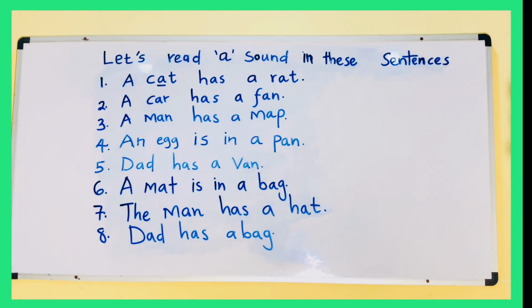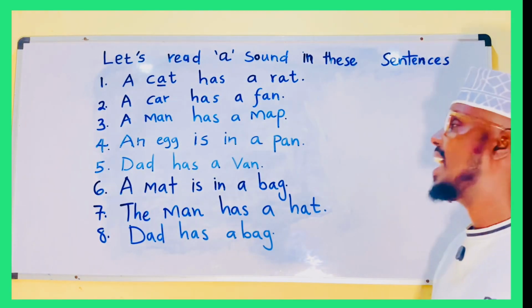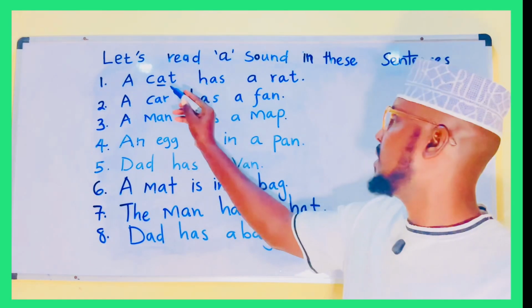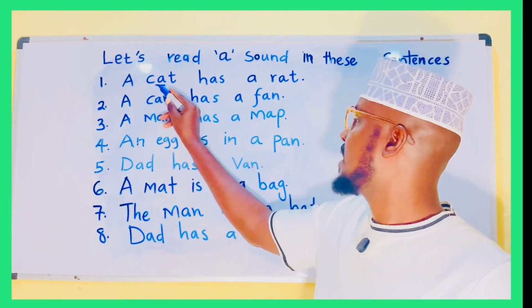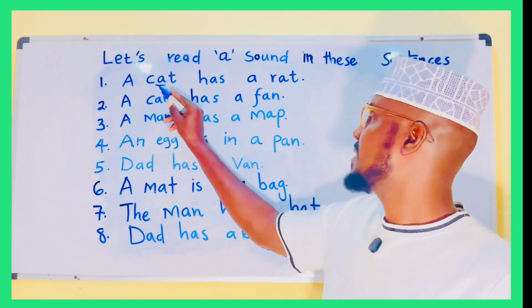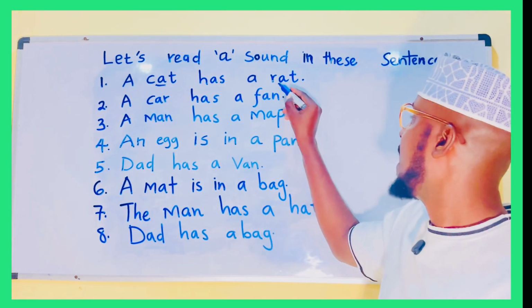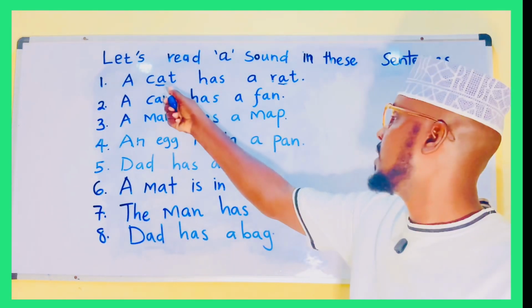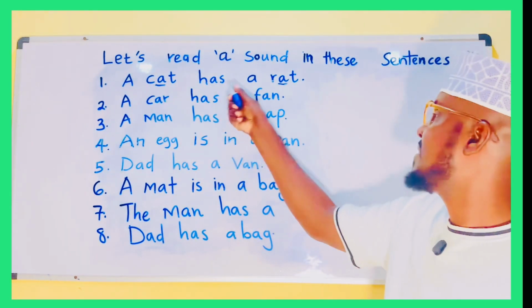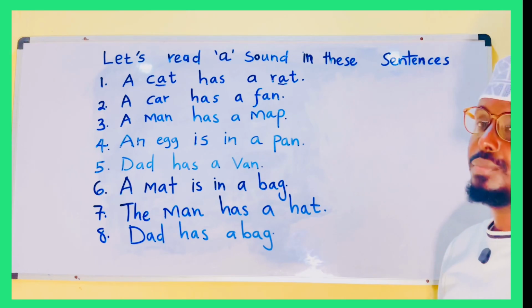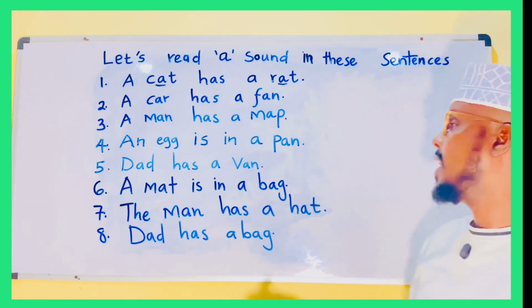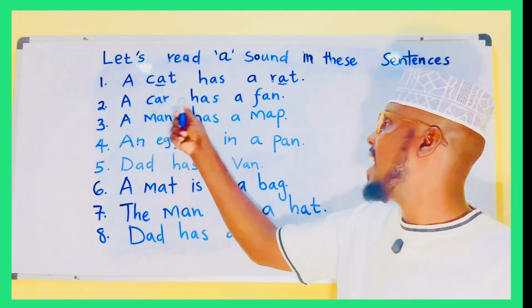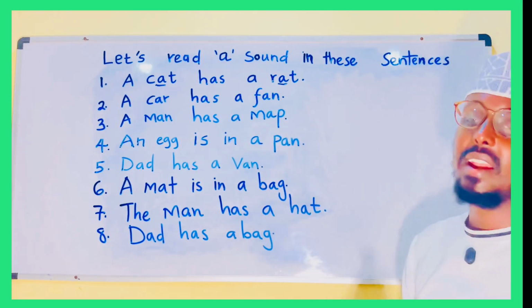A cat has a rat. So if you look at this sentence, you see cat, at, cat, at, rat. So you can see a cat has a rat. Number 2. A car has a fan.